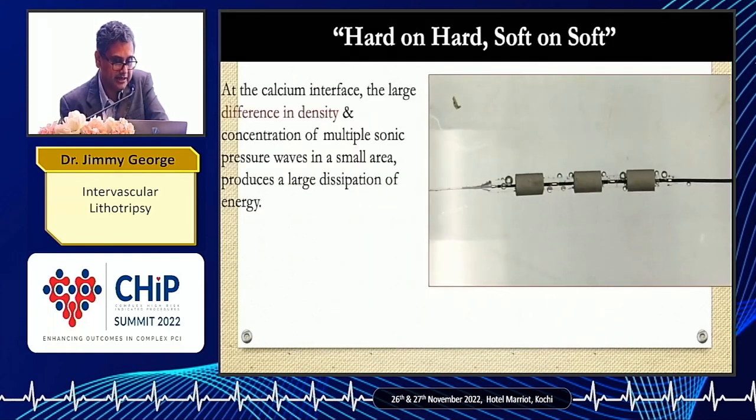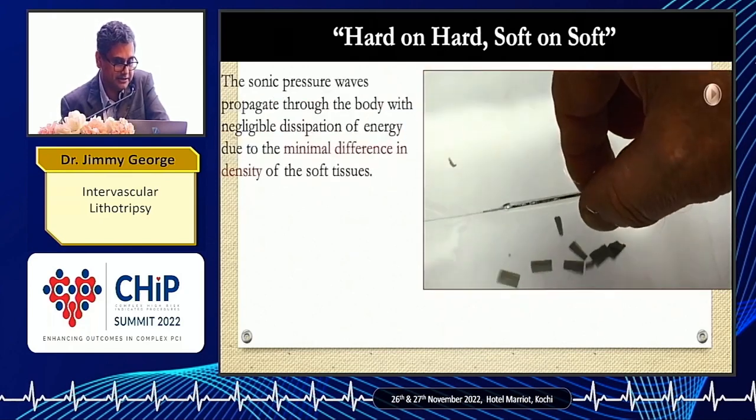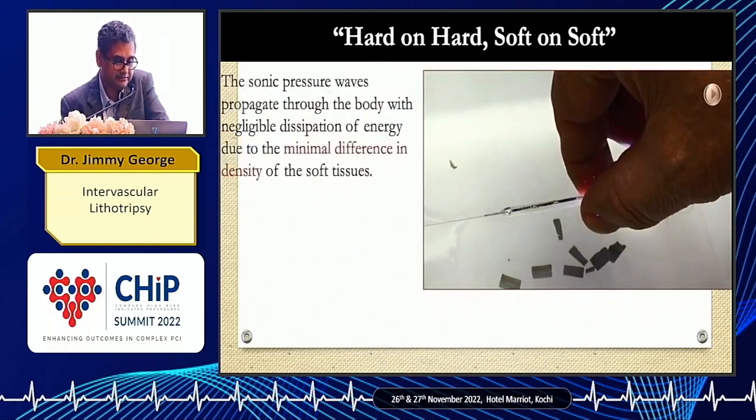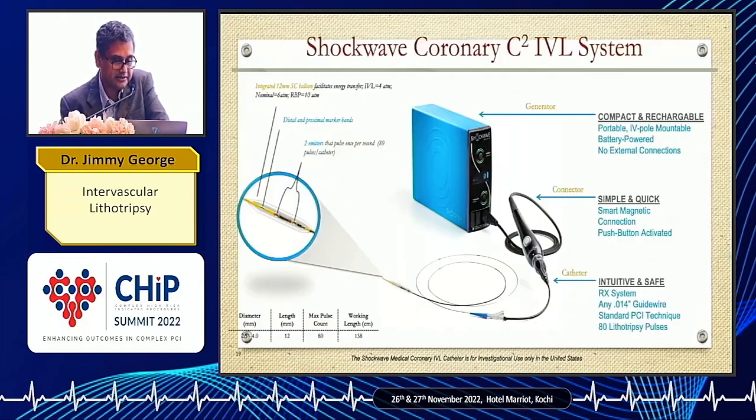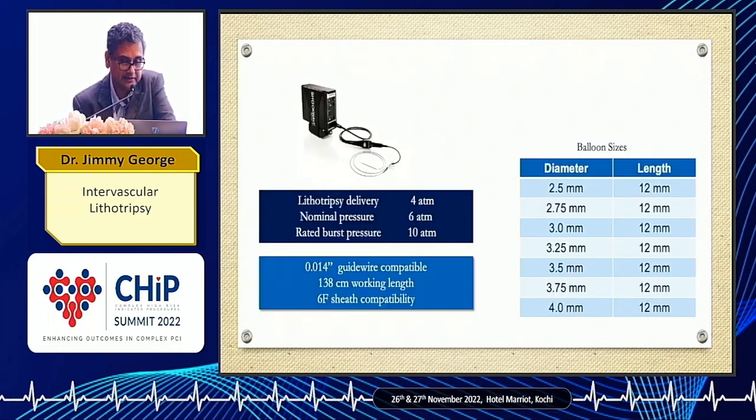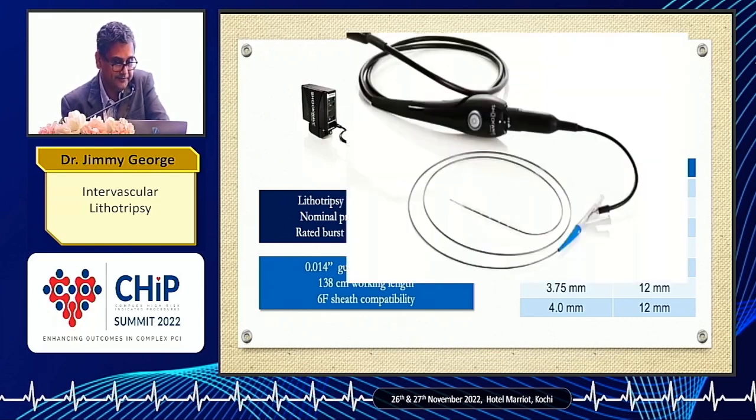It's basically hard on hard, in the sense that only the calcium cuts but the intima doesn't get injured, and that is some advantage of intravascular lithotripsy. The C2 catheter is quite user-friendly. It's a generator which can be just charged like your mobile in a plug, with a connector which is easily magnetic. Just connect it up, and the catheter comes in sizes from 2.5 to 4, and the length is always 12.